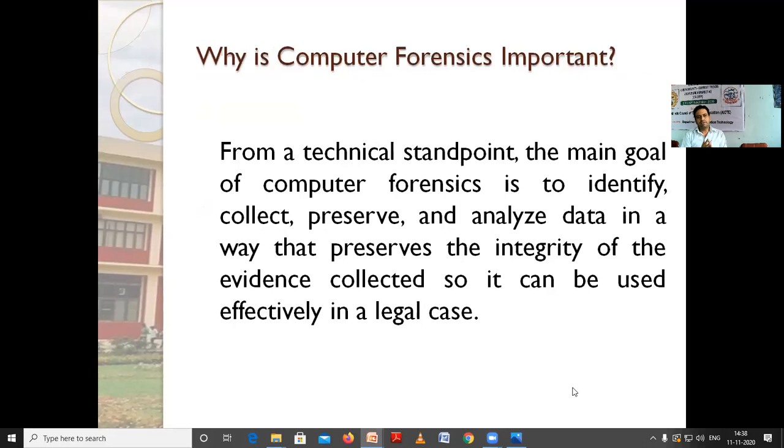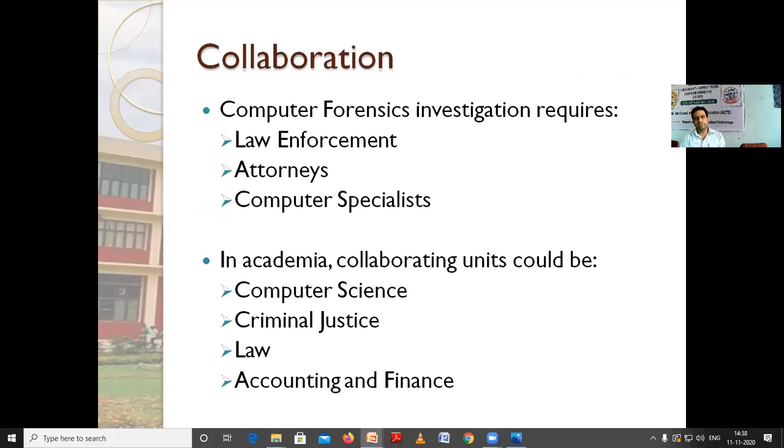So why it is important from a technical standpoint: the main goal of forensics is to identify, collect, preserve, and analyze the data in a way that preserves the integrity of the evidence collected, so it can be used effectively in a legal platform. As I have specified, it is not only the computer specialist or the programmer who can help in forensic investigations, but also different law enforcement officers and attorneys, along with the computer specialists, who assist with the various tasks performed in forensic investigations.